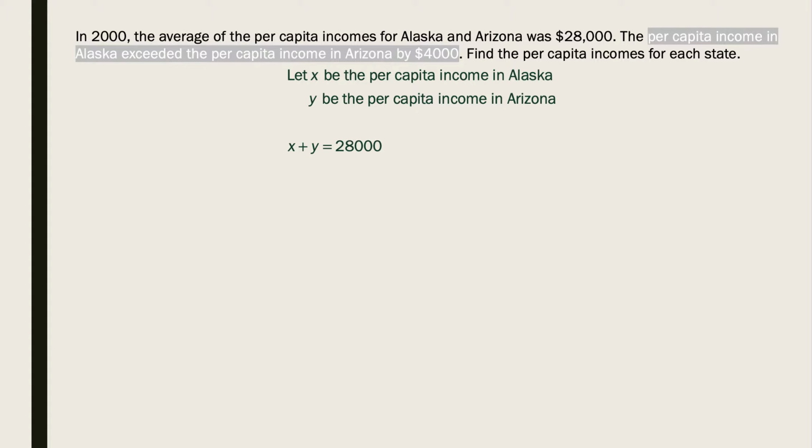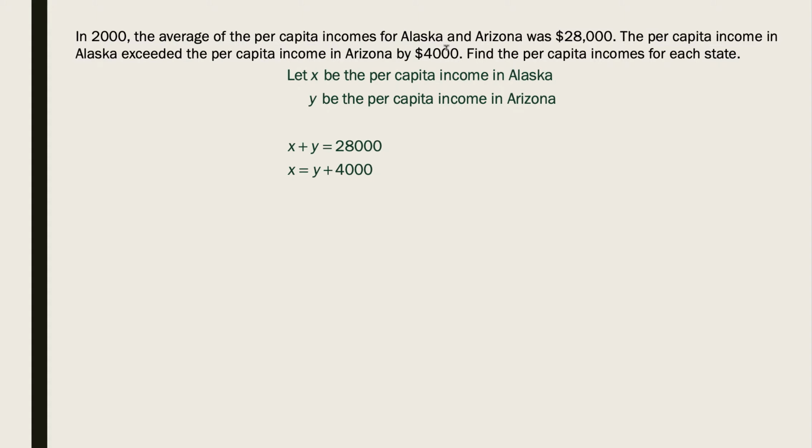The next piece of information that I noticed is that the per capita income in Alaska exceeded the per capita income in Arizona by $4,000. Well, the per capita income in Alaska is defined as the variable X. It exceeded, so it is the per capita income in Arizona, which is Y, plus another $4,000. So X is equal to Y plus 4,000: the income in Alaska is equal to the income in Arizona plus another $4,000.